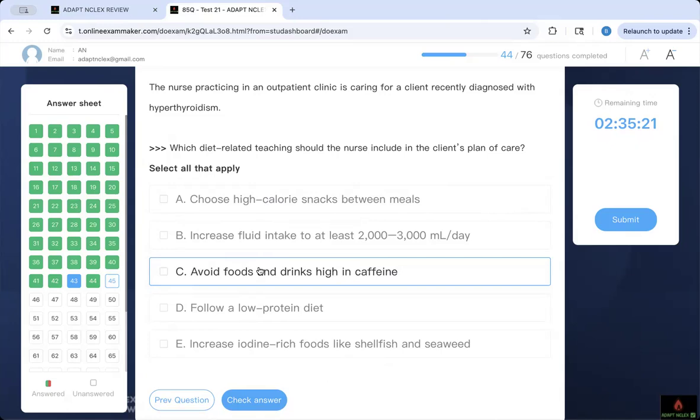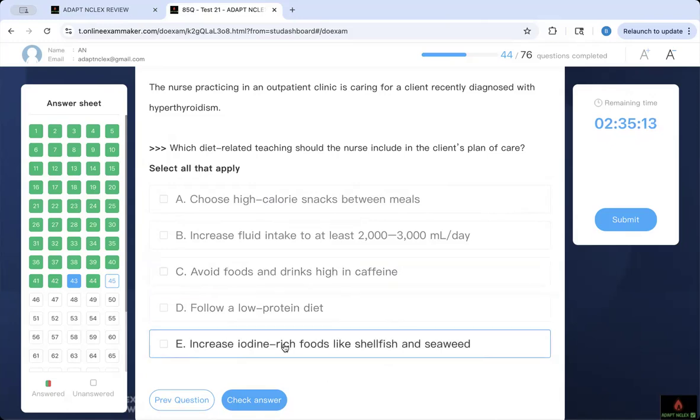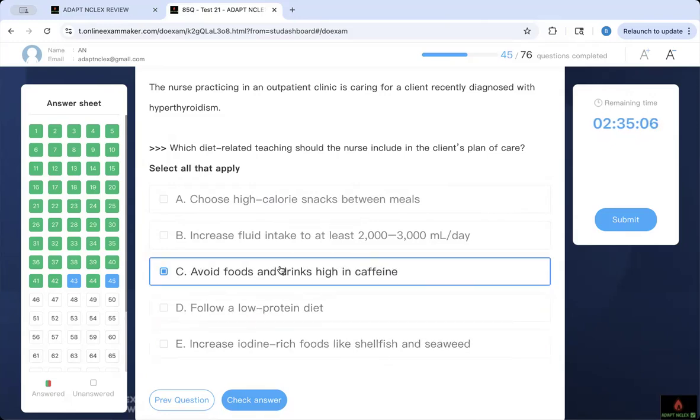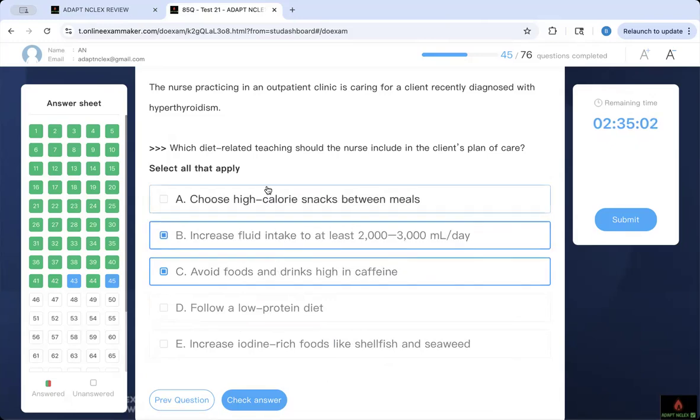What do you think? Stop the video. Pick your answer. Hyperthyroidism. Their thyroid hormone is very high. If you give them iodine-rich food, they're going to make too much thyroid hormone. They need more protein. They should avoid caffeine because they already have it. They need to drink a lot of water. And then high-calorie snacks. This is to help them.